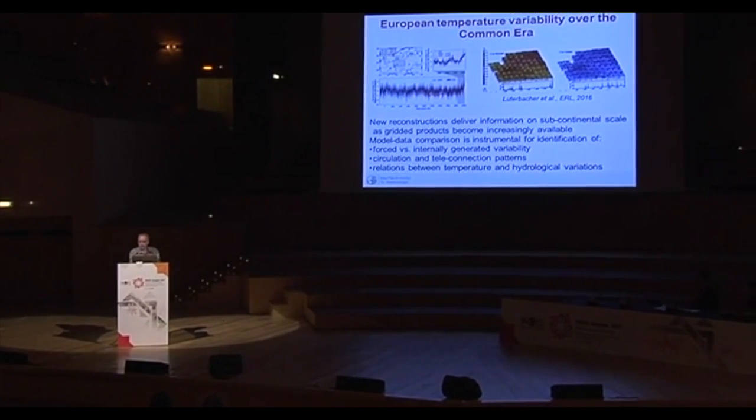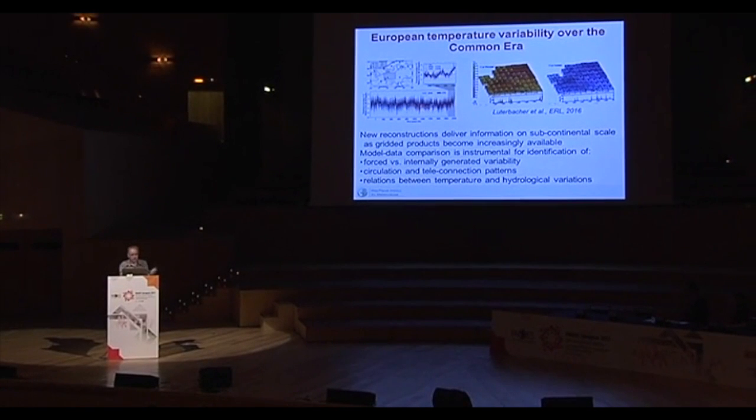We have seen the drought atlases popping up, covering subcontinental or continental scales. And once we can use that, we can also ask questions. The old question that we are faced with in the Common Era is forced versus internally generated variability, but also how we can explain specific spatial patterns of variability and teleconnection patterns. Why do we find correlation between areas, and so on? And of course, if we can connect what we see in the reconstruction with, for example, circulation changes in the atmosphere, we also have a chance to understand the relationships between temperature and hydrological variation.